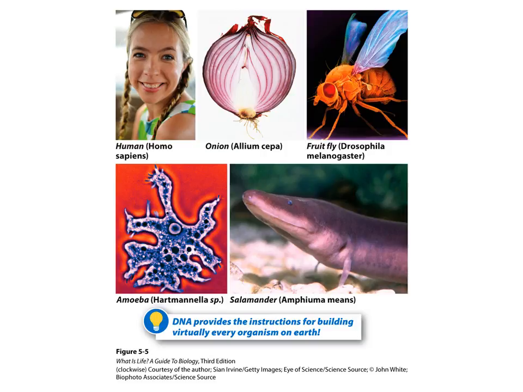DNA embodies the instructions for building the cells and structures for virtually every single living organism on Earth. All organisms use this same molecule to transmit this information to their offspring. So you can think of DNA like a universal language, and the letters of the language are A, T, C, and G.